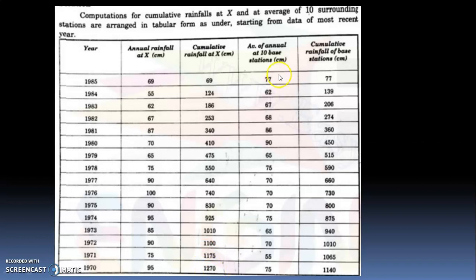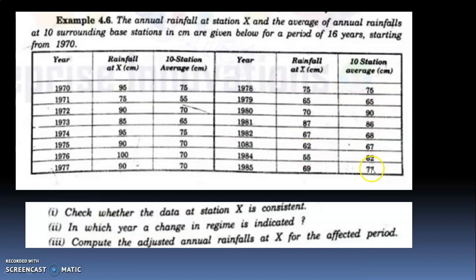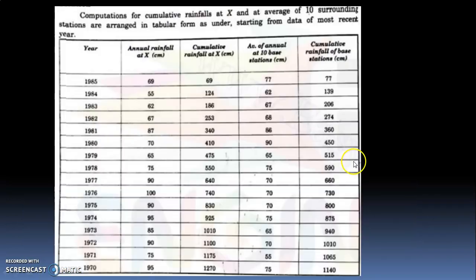Okay, then the average of annual 10 base station is given, that is here 77, 62, 67. Here also you have to find the cumulative rainfall of the base station. The first one is 77. Next is 77 plus 62, 139. 139 plus 67, 206. 206 plus 68, 274. 274 plus 86, 360. Like that you have to add, and you will get the final cumulative rainfall.